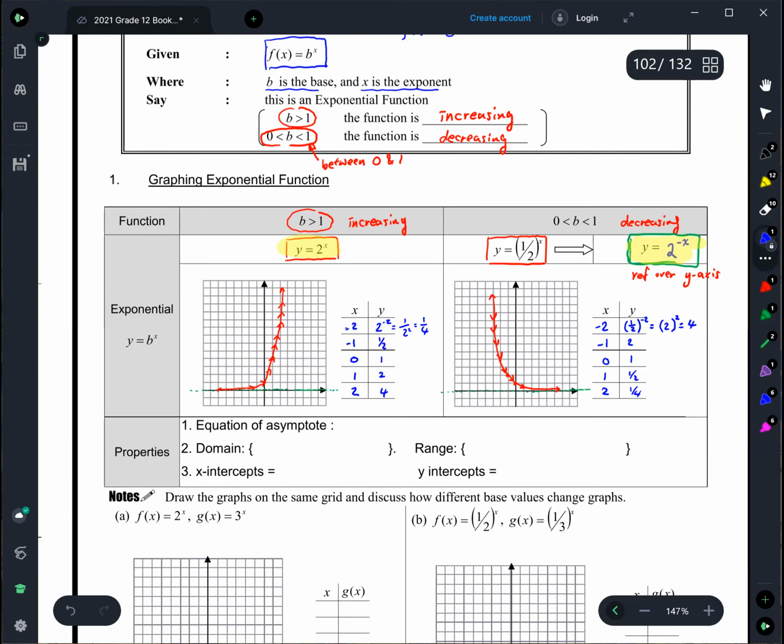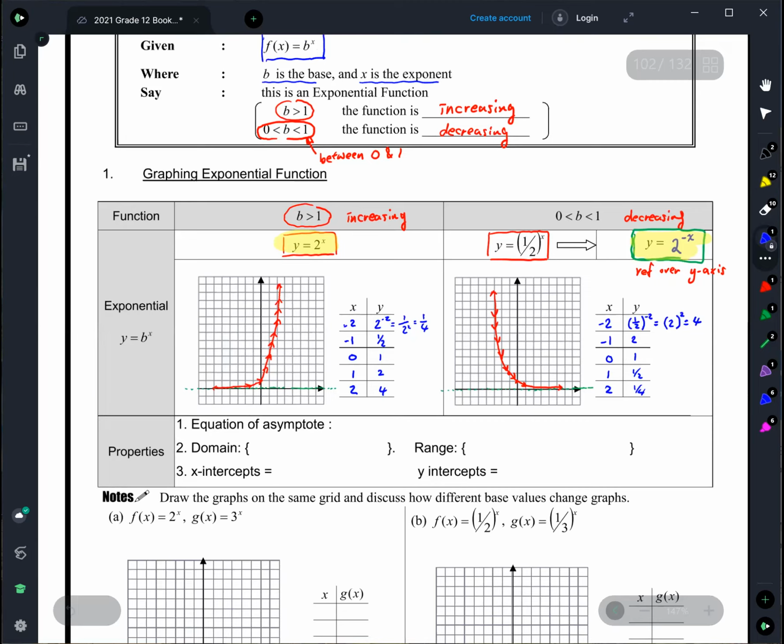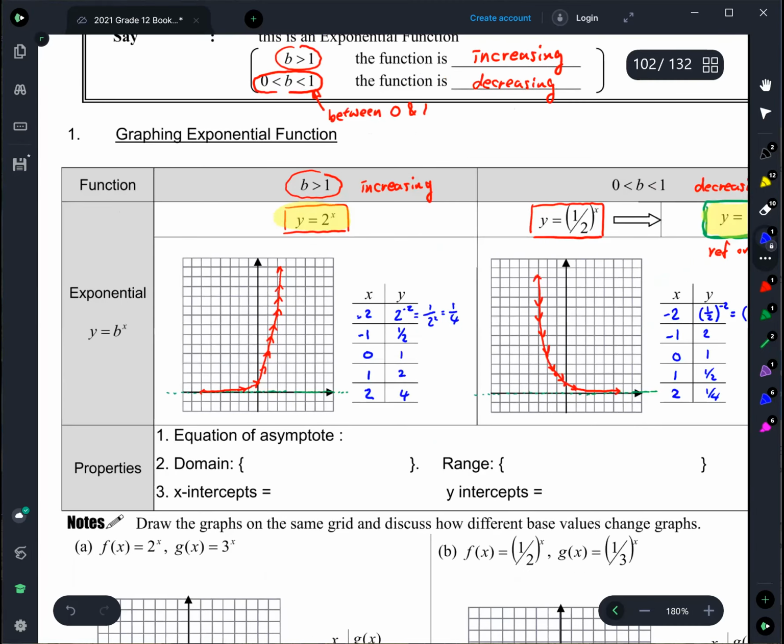All right, now let's fill in some terms. Remember I told you the graph is approaching the invisible line, the green line. That line is called the asymptote.